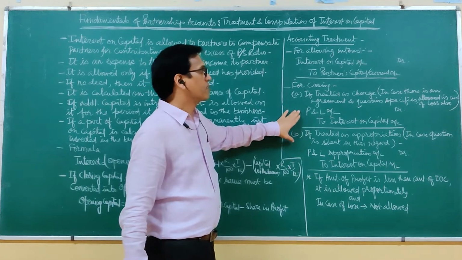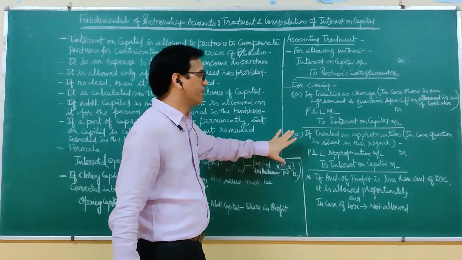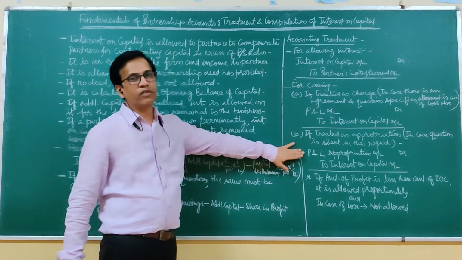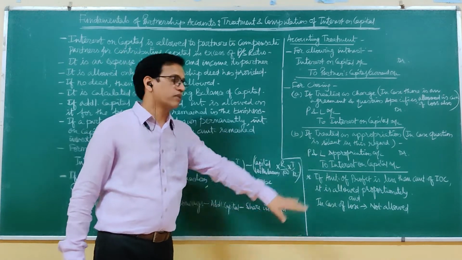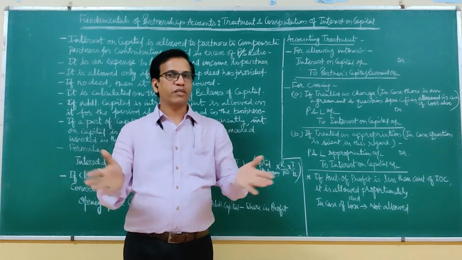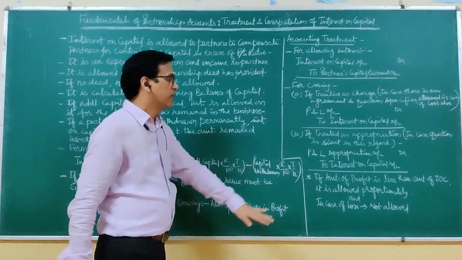Then the entry for closing interest on capital is profit and loss account debited to interest on capital, and if it is treated as an appropriation, then the entry is profit and loss appropriation account debited to interest on capital account. By default, it is an item of appropriation. If nothing is mentioned in the question, it is an appropriation item. So this entry will be made, right?